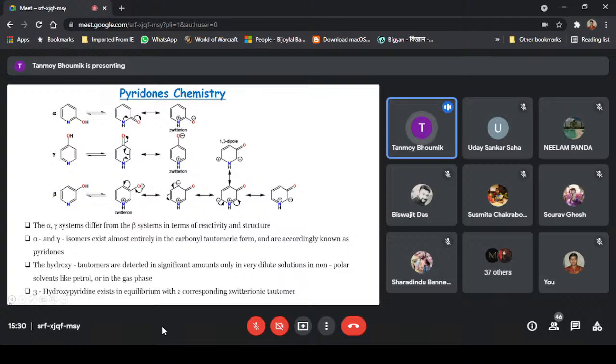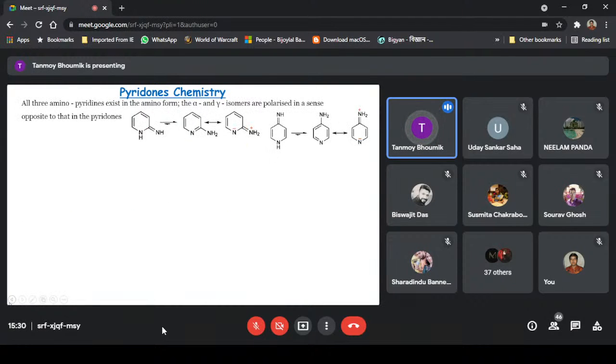Pyridones: you already know that pyridines are very reactive whenever they have an electron donating group, or whenever they have oxygen. So pyridone is obtained. Pyridones have very similar reactivity, very much similar to the pyridine molecule, because this pyridonium ion is easily stable, and it is very good for forming substituted products. So it is a very good process for the nucleophilic substitution reaction of the pyridones.